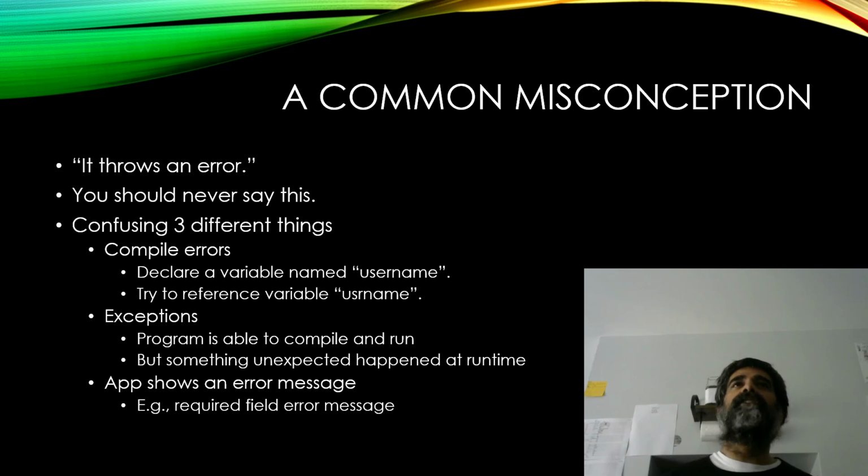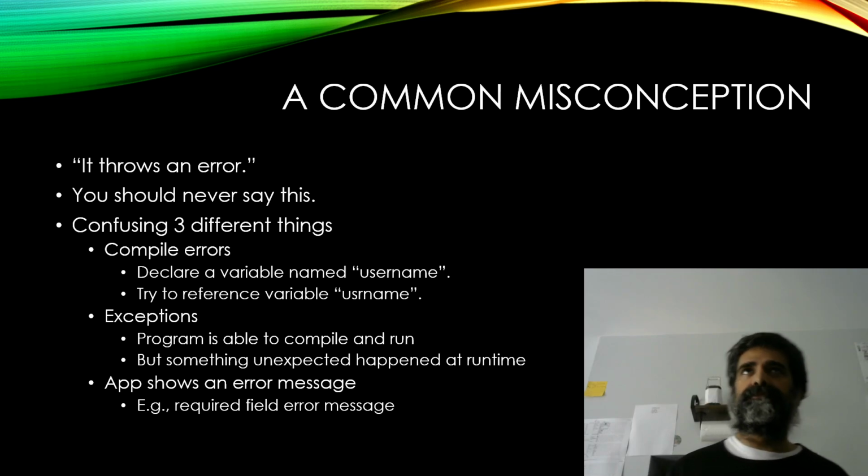Well, a compile error is when your program won't even run because you accidentally told the computer to do something that doesn't make sense. An example of this would be an undeclared variable. So maybe you declared a variable called username, but then you try to reference the variable USR name, and the computer doesn't know which variable you're talking about because it's misspelled. So in that case, when you try to run your app, if it's a statically compiled language, you won't even be able to run the app.